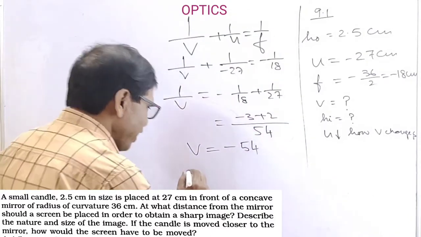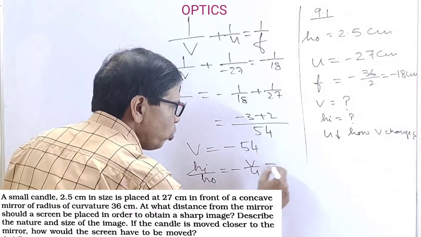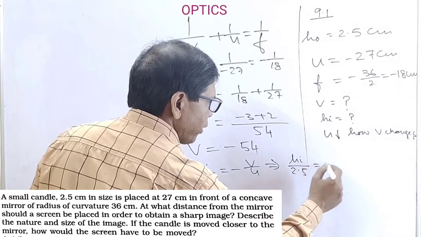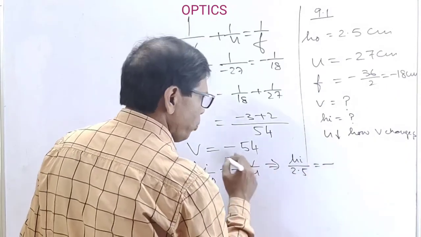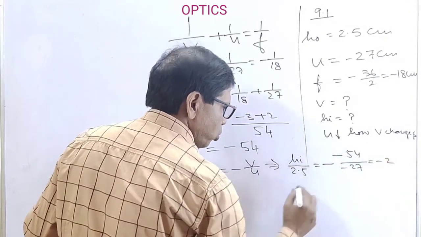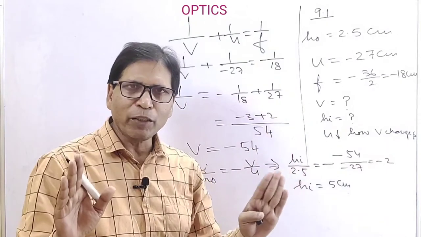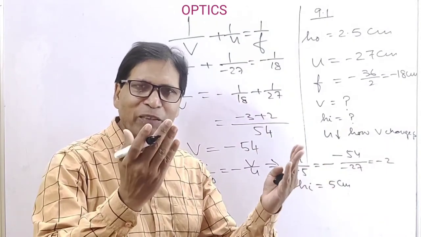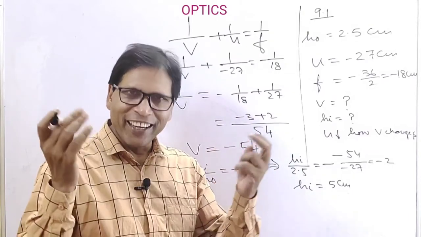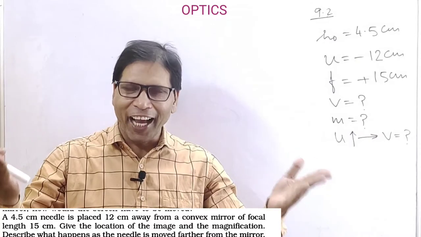Okay. Now, look at this. HI by HO equals minus V by U. So look at this, here HI, now HO equals 2.5 and this is minus V. Now V equal to minus 54 and U equals minus 27. So this is minus 2. So HI equal to 5 centimeter, okay? Now, if the object is moved towards the mirror, the image moves away from the mirror, so the screen should be displaced away from the mirror. Okay, understood? Now next.